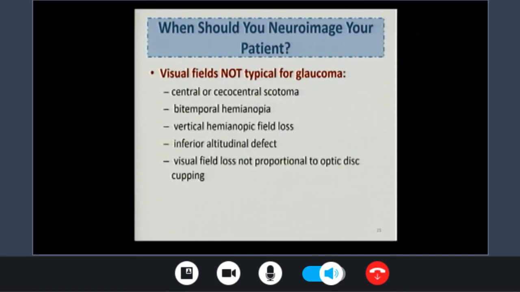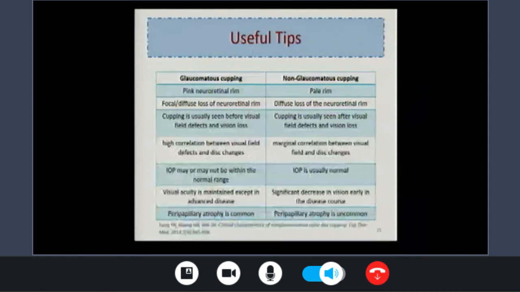Visual field defects which are not typical for glaucoma, such as a central or cecocentral scotoma, bitemporal hemianopia, defects respecting the vertical midline, inferior altitudinal defects, or visual field loss which is not proportional to the optic disc cupping, then you need to consider imaging the patient. These are usually not explained by glaucoma.